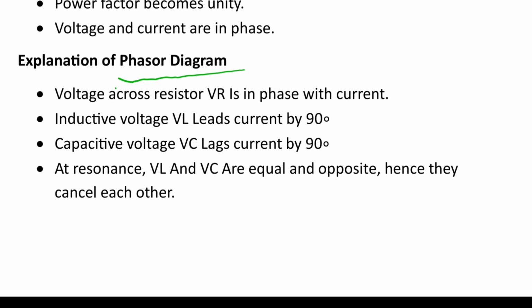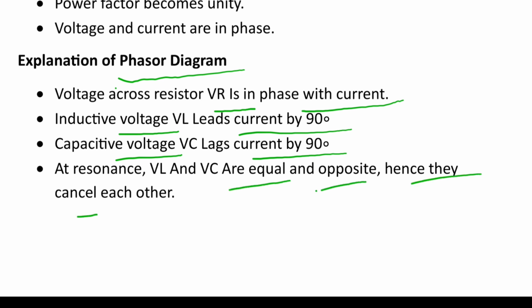Voltage across the resistor is in phase with the current. Inductive voltage VL leads the current by 90 degrees. Capacitive voltage VC lags the current by 90 degrees. At resonance, VL and VC are equal and opposite, hence they cancel each other.